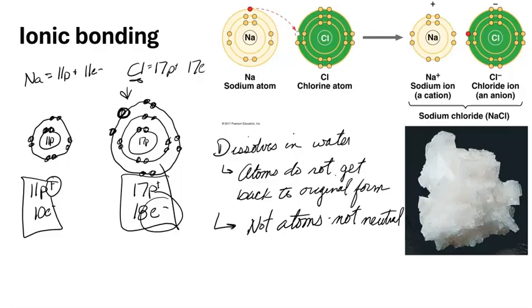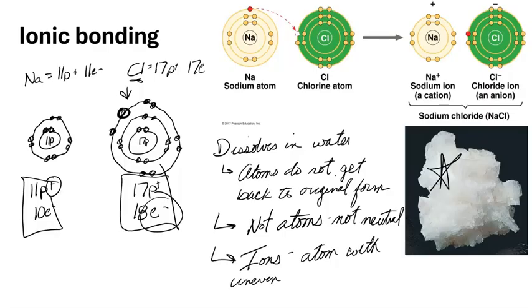They're charged. And so what we have formed, when we take this big chunk of sodium chloride and put it in water and it comes apart, it dissolves. We'll talk exactly about what that means. But when it dissolves, now we have ions. The definition of an ion is an atom with an uneven number of protons and electrons, right?